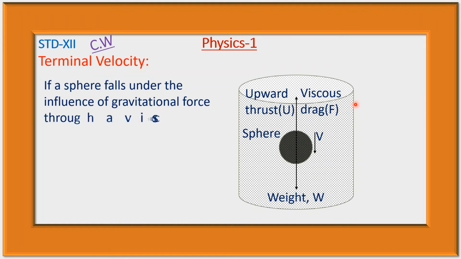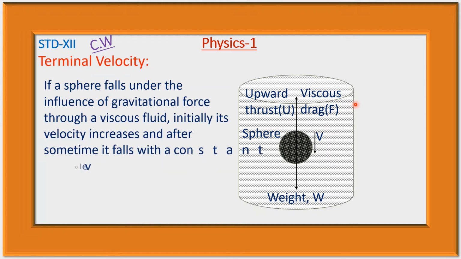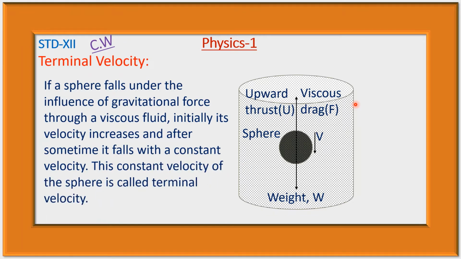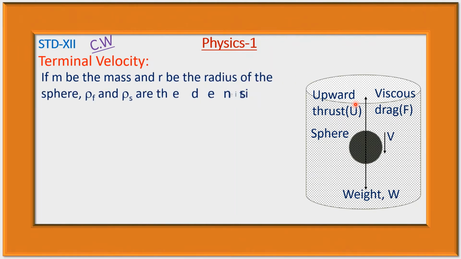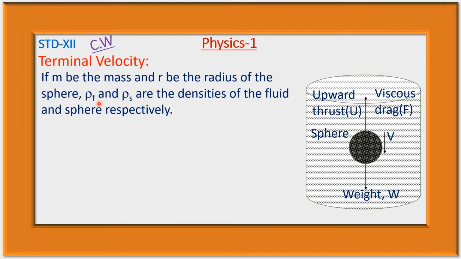So you can say, if a sphere falls under the influence of gravitational force through a viscous fluid, initially its velocity increases and after some time it falls with a constant velocity. This constant velocity of the sphere is called terminal velocity. If m is the mass and r is the radius of the sphere, and rho f and rho s are the densities of the fluid and sphere respectively.